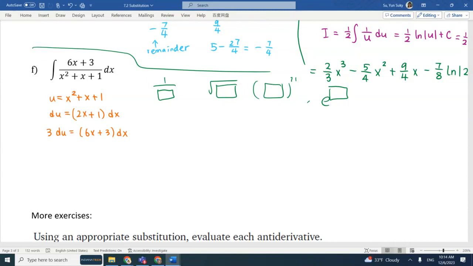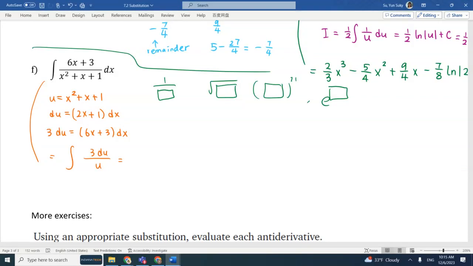So we can replace everything. Remember, we want to change everything in terms of u because you don't want to see an integral of a mixture of u and x. It's like you don't like to drink a mixture of milk and orange juice, right? So change everything in terms of u. Now we got numerator is what? 3 du. Denominator is u. Right, we plug in.